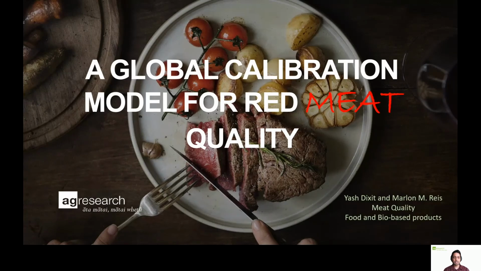In the current industrial scenario, the meat industry is looking for non-invasive spectroscopy-based measurements or solutions for real-time quality monitoring systems, and our research contributes to that particular interest. The topic of my presentation today is a global calibration model for red meat quality. When I talk about a calibration model, it is a model based on hyperspectral imaging data. And with regard to red meat quality, I'll be focusing on two of the most important quality indicators in red meat, that is intramuscular fat and pH.